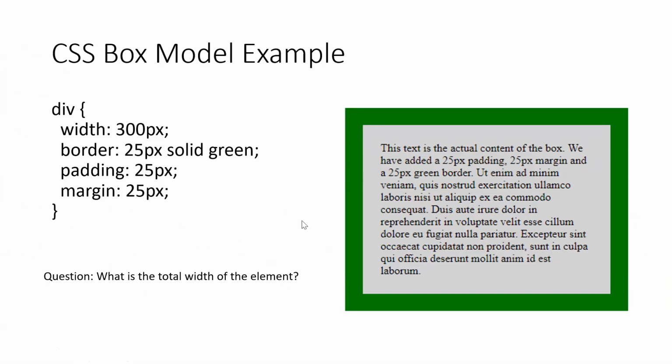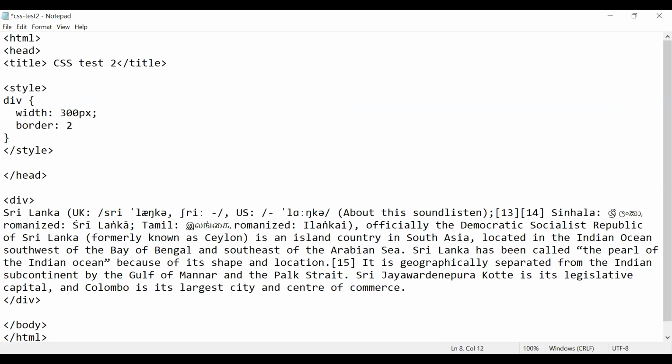So let me put this. We are going to say border 25 pixels, solid green. So this is what we have, solid green. Then the padding. Padding means the spacing in between.